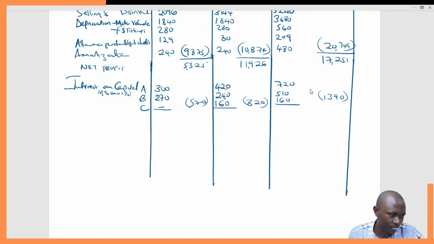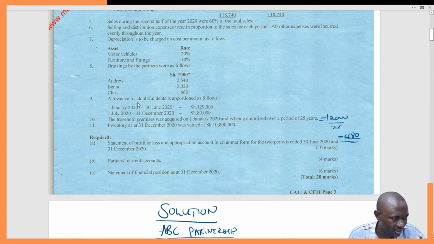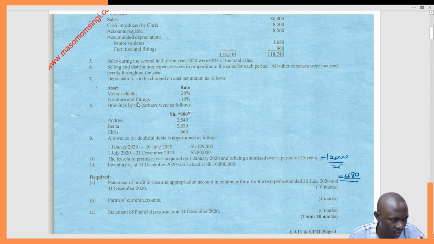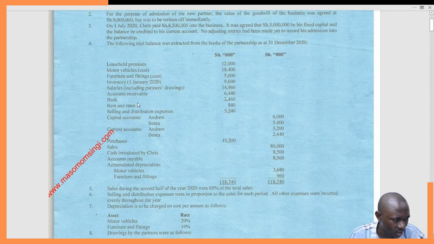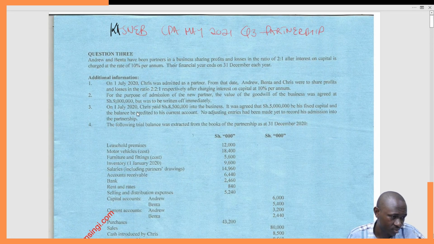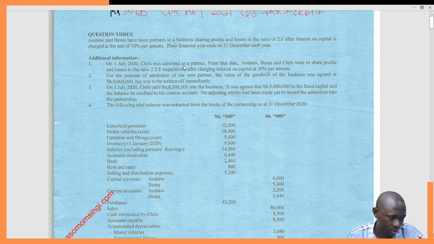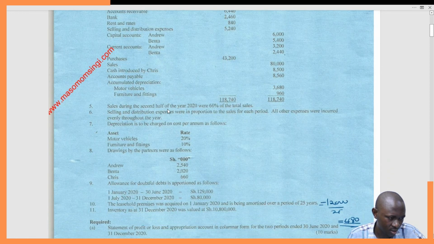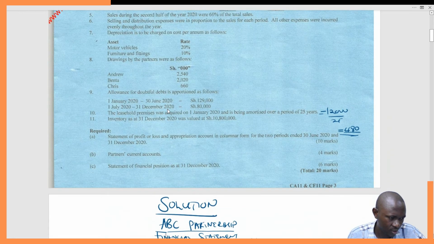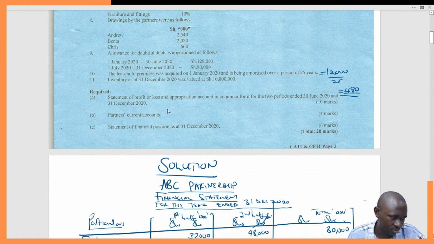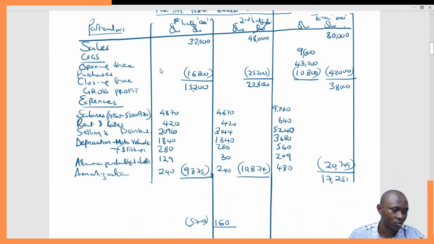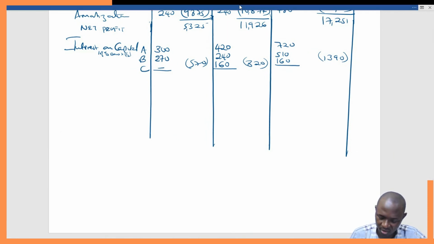That is okay. The next thing we are going to do is check: is there anything, maybe salaries, that needs to be captured in the appropriation account? If there's nothing, then we share the profits. This is admission, that has nothing to do with that. There's no drawings, no. Okay, so we are done. So we calculate the profit. We'll come here and say profit or loss.